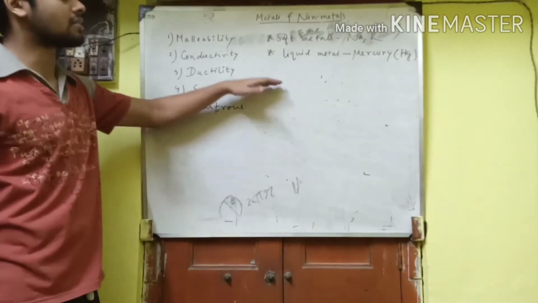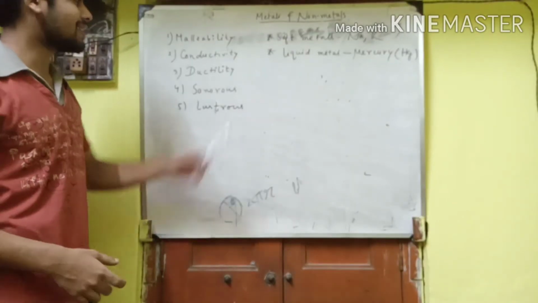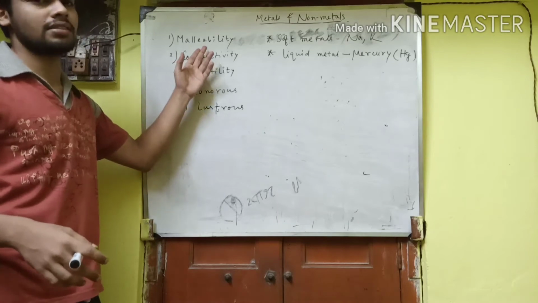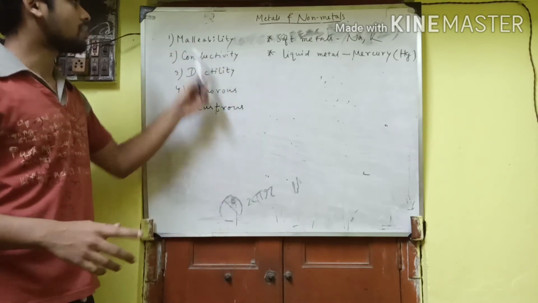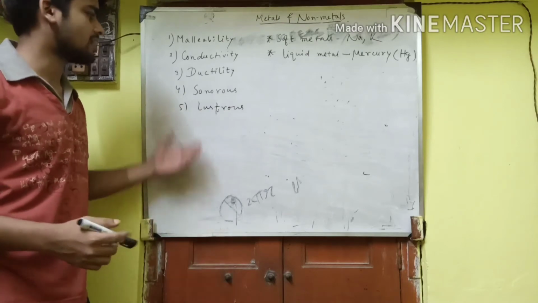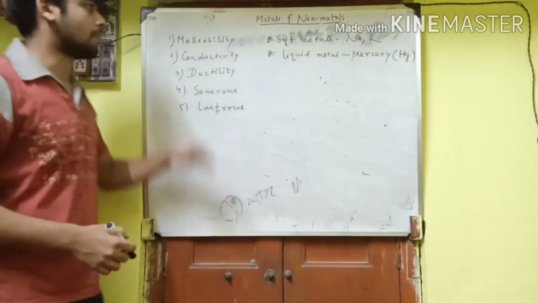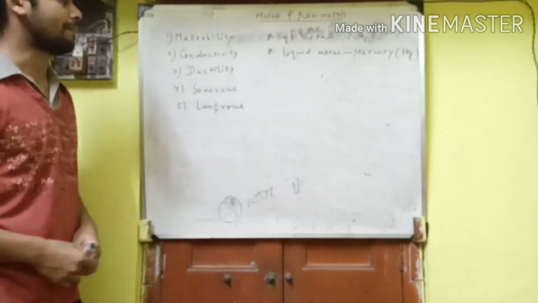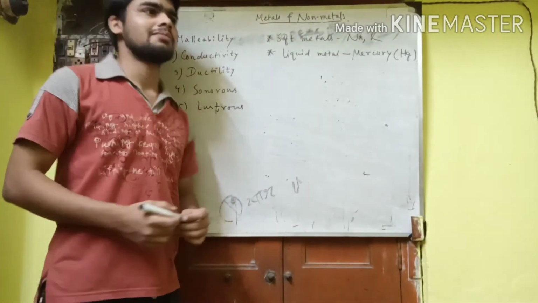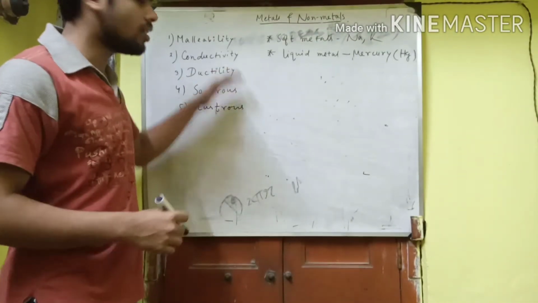So first of all, the properties of metals. These are mainly the properties of metals. Here you can see some of these words: malleability, conductivity, ductility, sonorous, lustrous. I am going to tell you part by part about these topics. First of all, malleability. Malleability is a physical property. They are all physical properties.